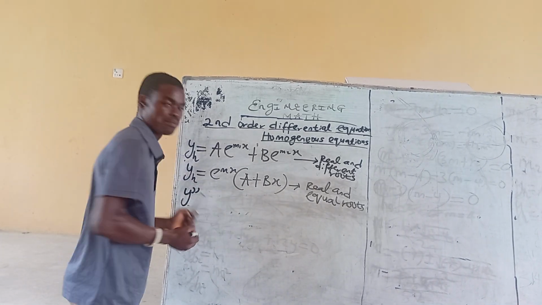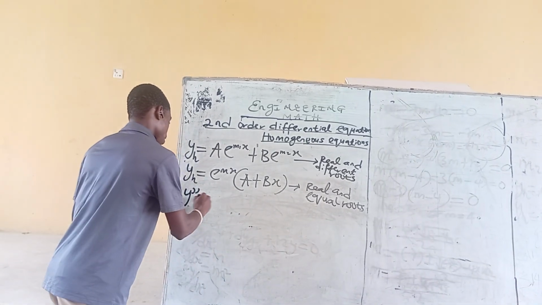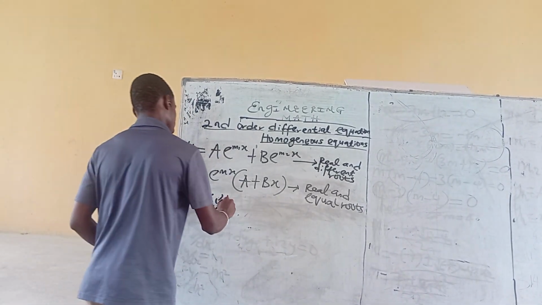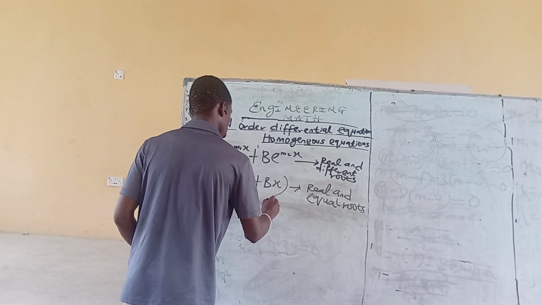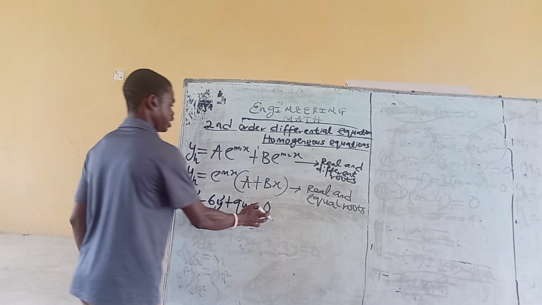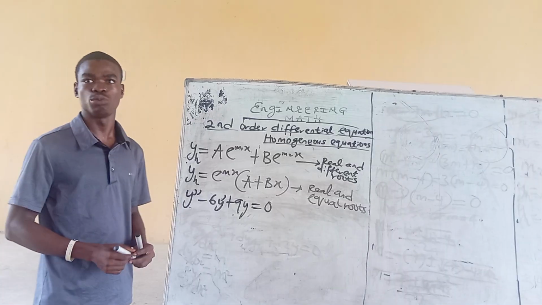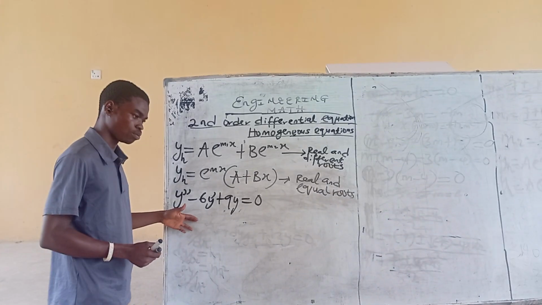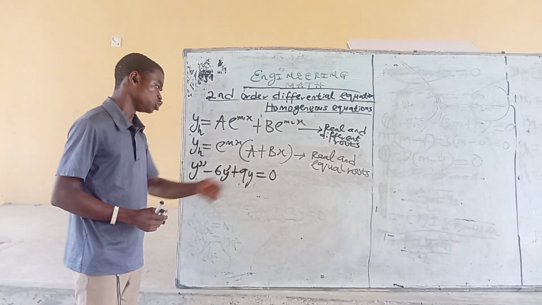y prime prime minus 6y prime plus 9y equals 0. Equal to 0 means it is a homogeneous equation. It is a homogeneous equation. This is understood.